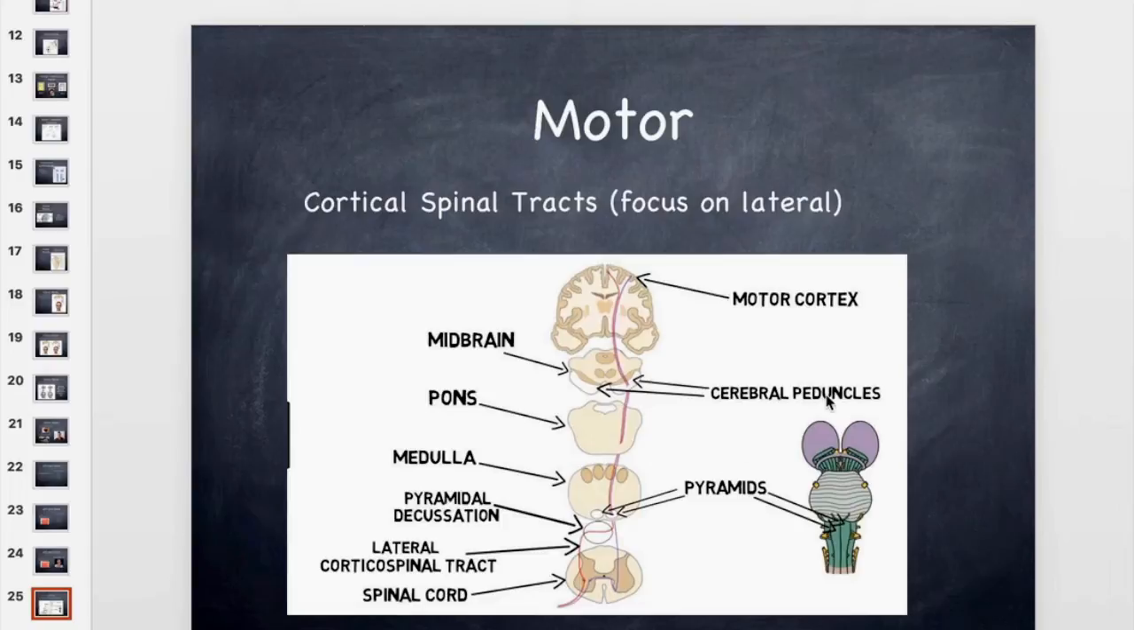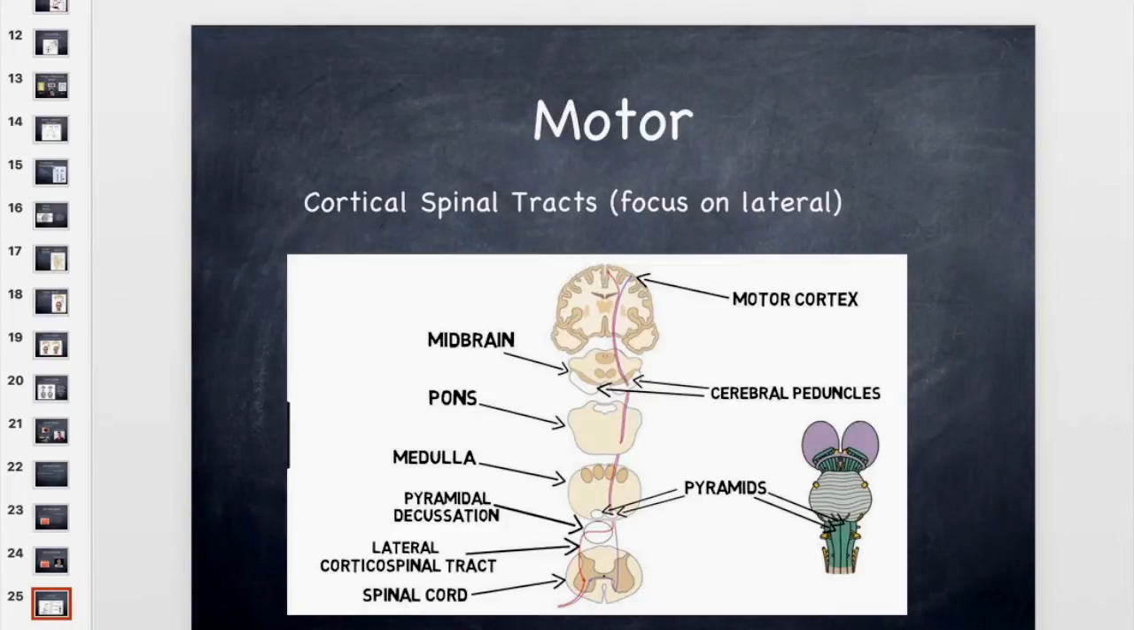If this is all the bandwidth you have, if you only have the bandwidth for one tract, this is the one you've got to know. And the reason why is, if there's a lesion anywhere here, what is that going to look like?